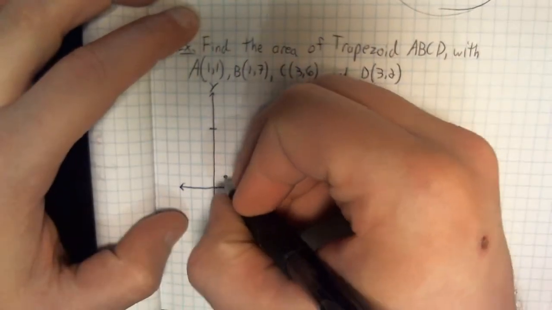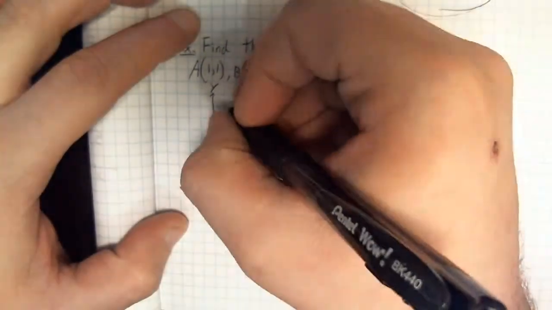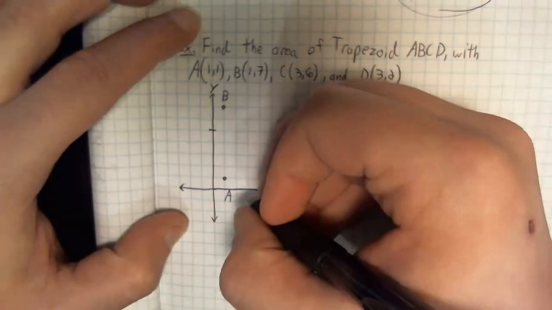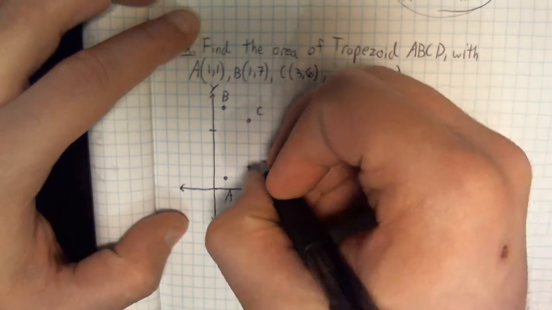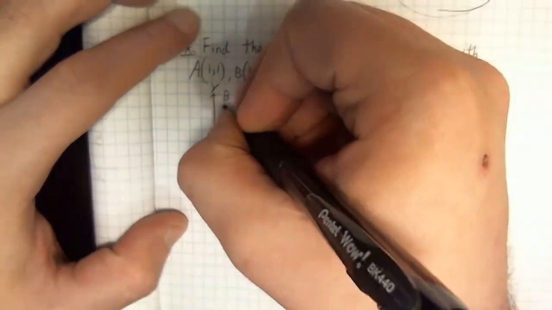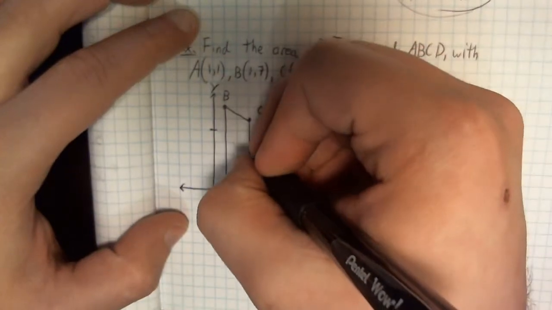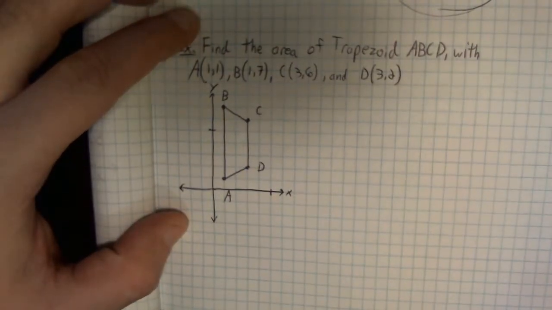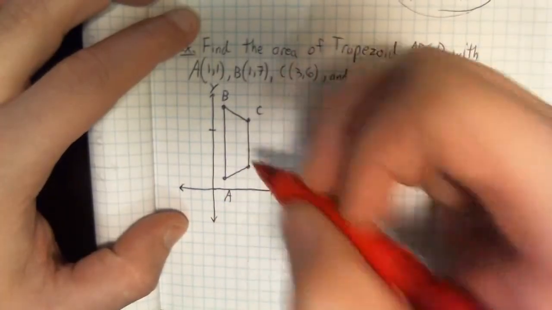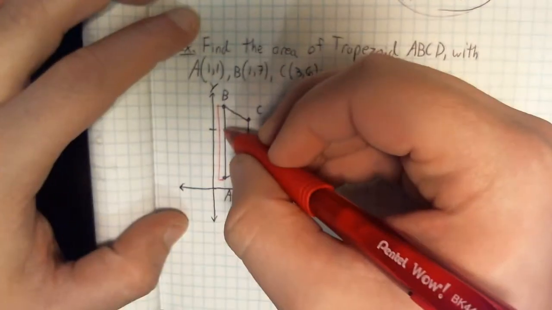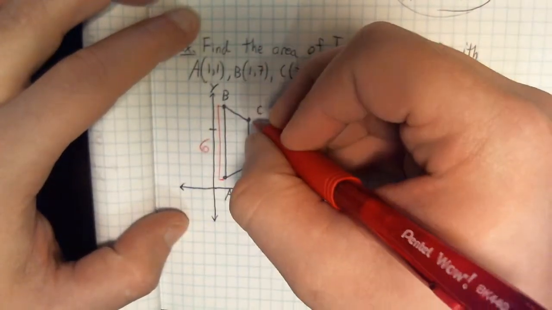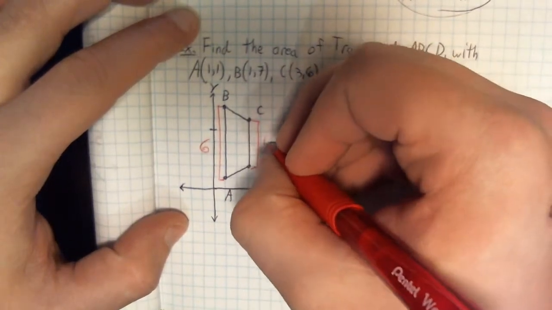A is at 1, 1. B is at 1, 7. That's way up here. C is at 3, 6. And D is at 3, 2. If I connect all of these points, we can see our trapezoid. Now, with a trapezoid, the bases are the sides that are parallel to each other. So the sides that are parallel would be AB and CD. So one of my bases is going to be 1, 2, 3, 4, 5, 6 units long. My other base is 1, 2, 3, 4 units long.